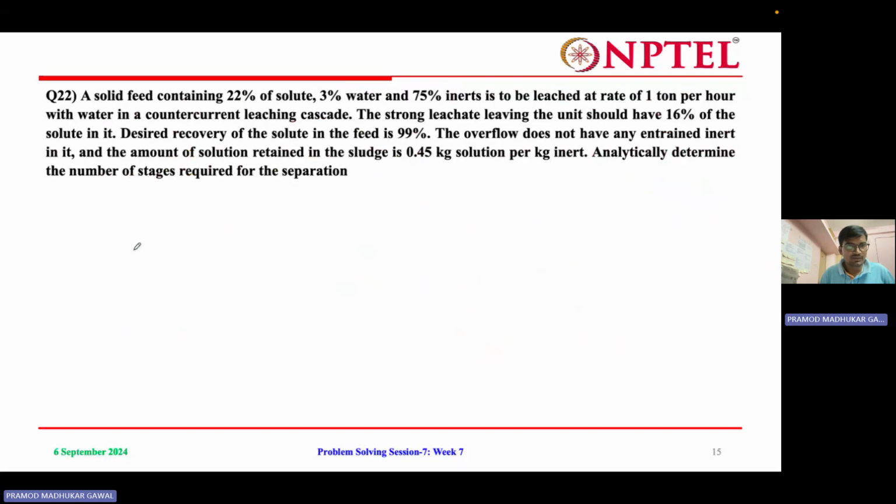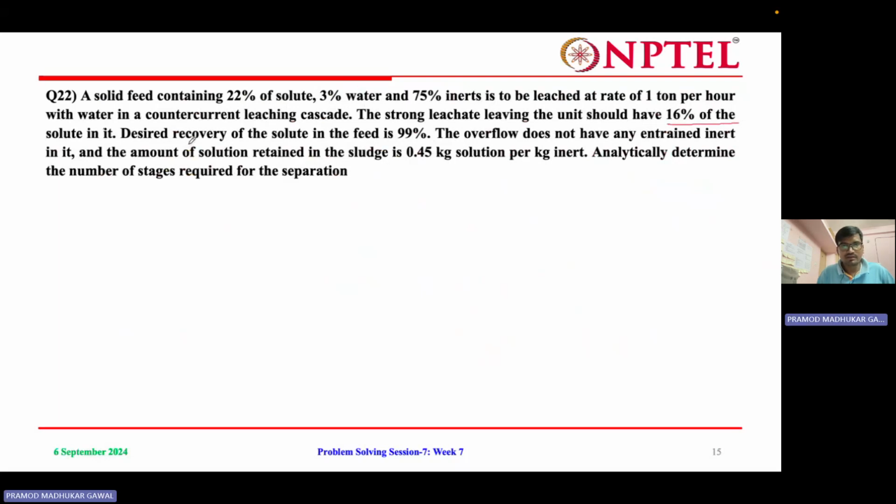So question number 22. Solid containing 22% of the solute, 3% water, and 75% inert is to be leached at a rate of 1 ton per hour with water in a countercurrent leaching cascade. Okay, here water is the solvent. The strong leachate leaving the unit should have 16% of the solute in it.